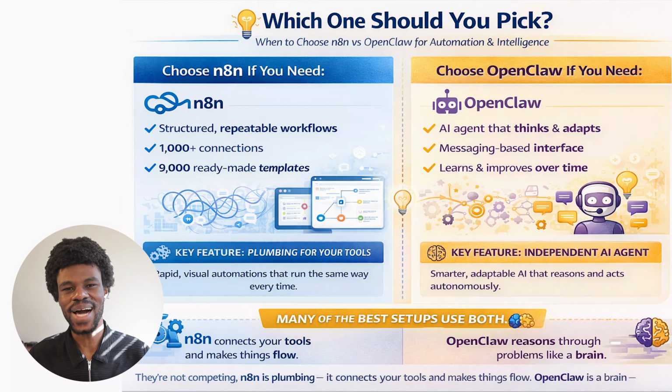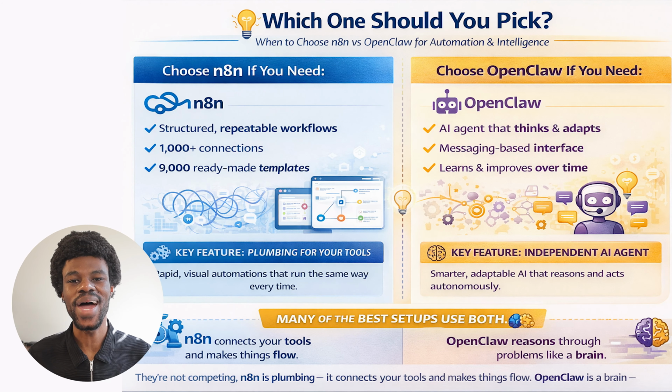Okay, so which one exactly should you pick? Now, you want to choose n8n if you want to build structured visual automations that run the same way every single time. You can have over 1,000 connections, nearly 9,000 ready-made templates, and you can be up and running in literal minutes. However, you want to choose OpenClaw if you want an AI agent that thinks, remembers, and acts on its own around the clock. You just talk to it through messaging apps, it adapts to new situations, and it gets better over time. There's a bit more of a setup up front, but fundamentally a different experience is what you have with OpenClaw.